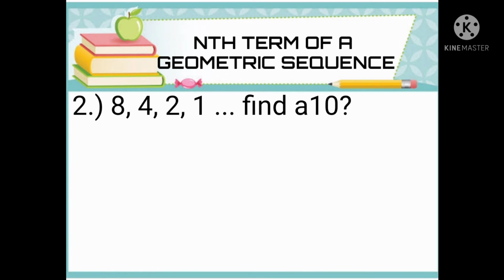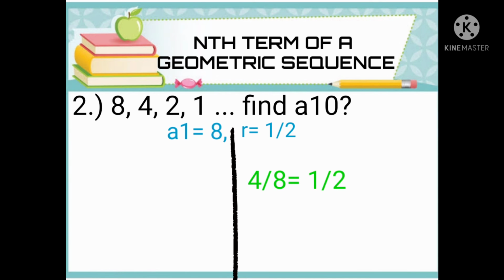Example number 2. What is the 10th term of a geometric sequence 8, 4, 2, 1? We need the values of a sub 1 and r in order to solve the 10th term of a given sequence. Our a sub 1 is 8 and r is 1/2 because 4 over 8 reduced to lowest term is 1/2. 2 over 4 is also 1/2 when we simplify it. And 1 over 2, of course, that is 1/2. So therefore, the common ratio is 1/2.